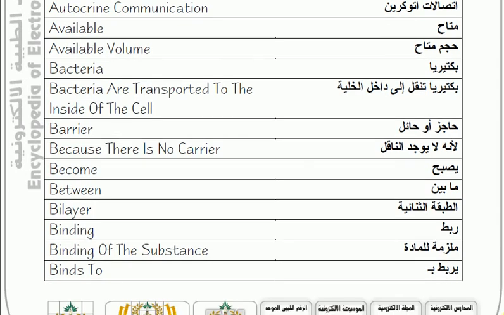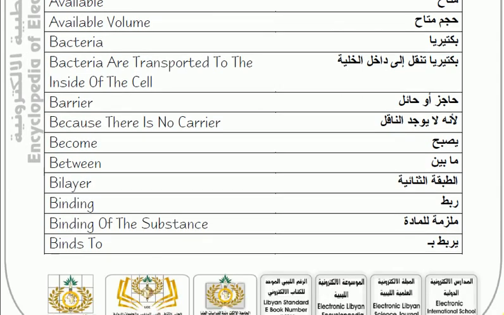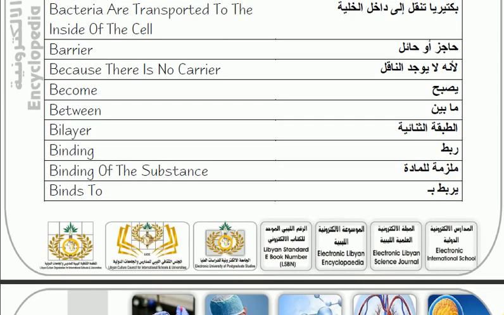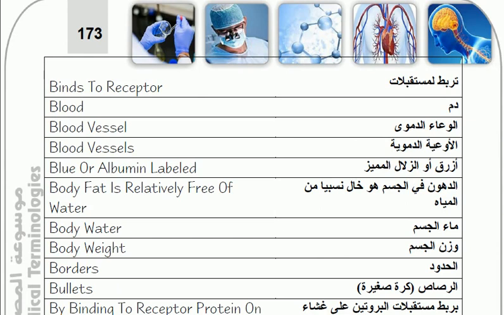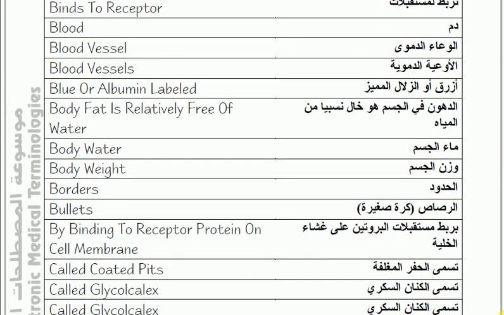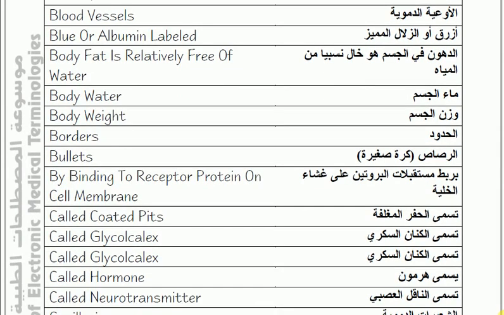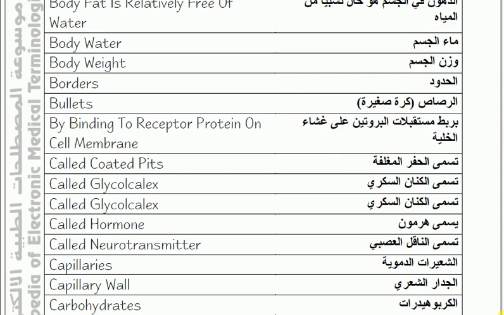Available. Available volume. Bacteria. Bacteria are transported to the inside of the cell. Barrier. Because there is no carrier. Become. Between. Bilayer. Binding. Binding of the substance. Binds to. Binds to receptor. Blood. Blood vessel. Blood vessels. Blue or albumin labeled. Body fat is relatively free of water. Body water. Body weight. Borders.